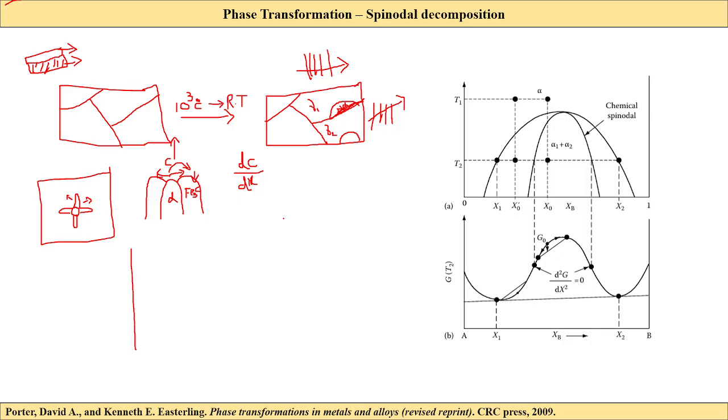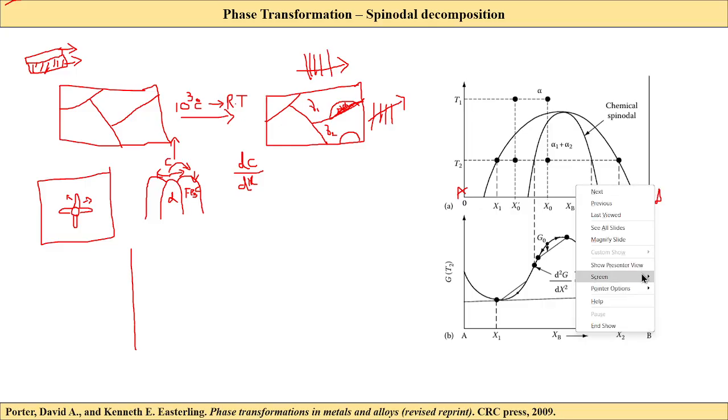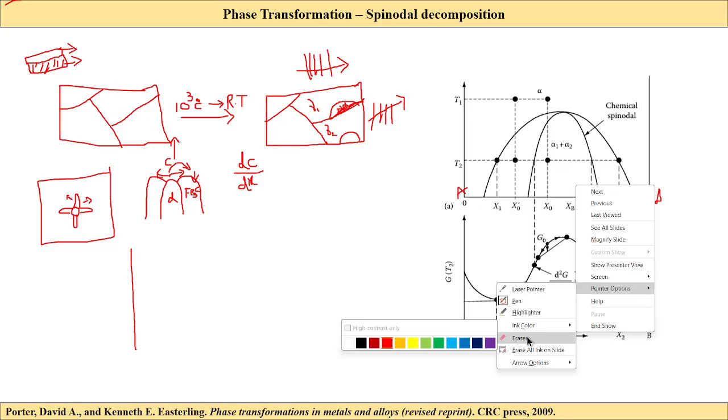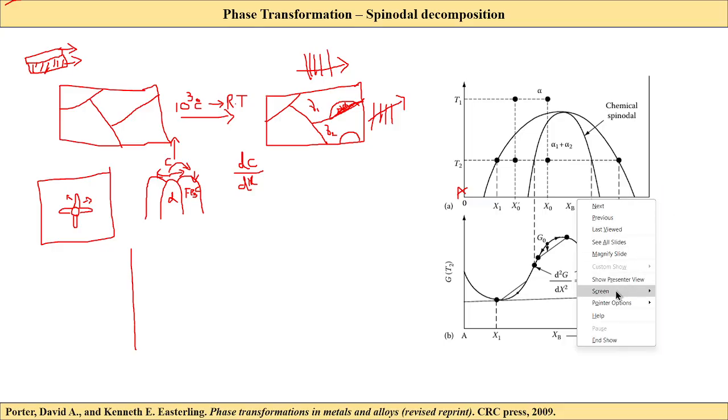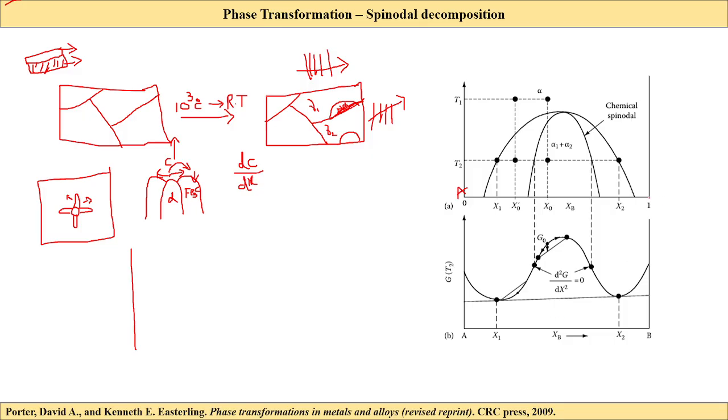So for example, consider a system, a binary system. You have pure A here, and you have pure B here, right? So you have pure A and you have pure B. We are only considering a binary system. It's not complicated with ternary and quaternary systems.